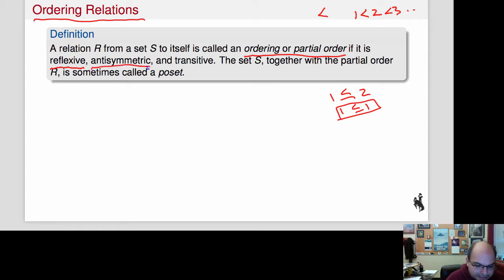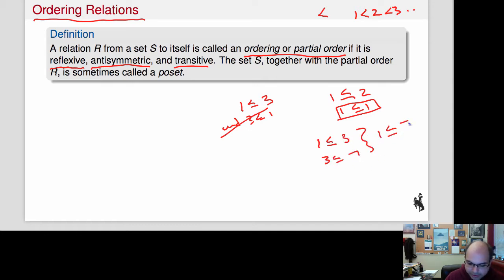It needs to be anti-symmetric, okay? So you can't have 1 less than or equal to 3, and 3 less than or equal to 1, right? That's just not true. So instead, it needs to be a consistent order, right? There's some kind of notion of getting bigger. And of course, it has to be transitive. So if you have that 1 is less than or equal to 3, and 3 is less than or equal to 7, then from these two, we have that 1 is less than or equal to 7, okay? If you have those properties, then the relation is called an ordering relation.